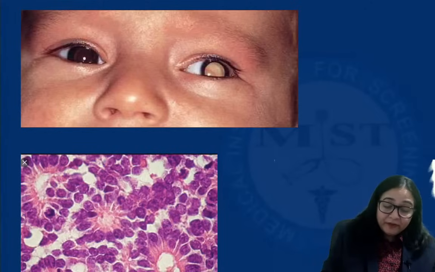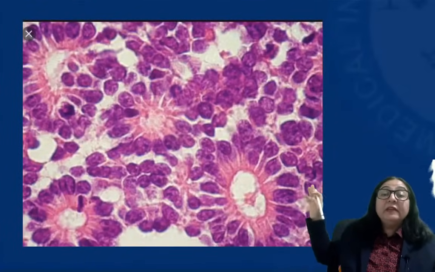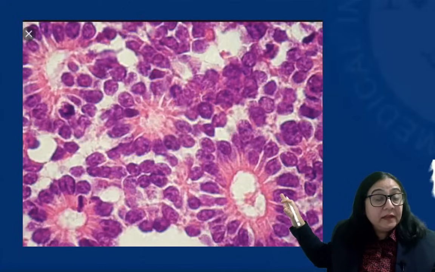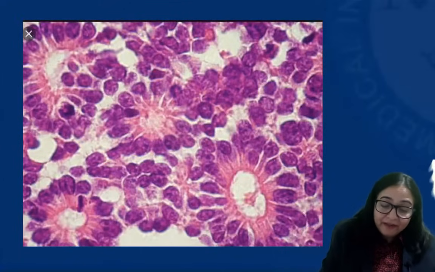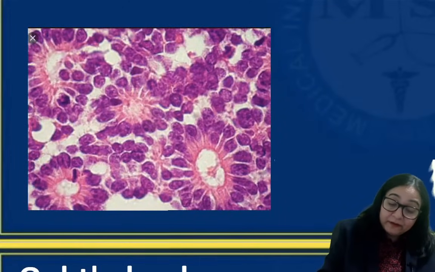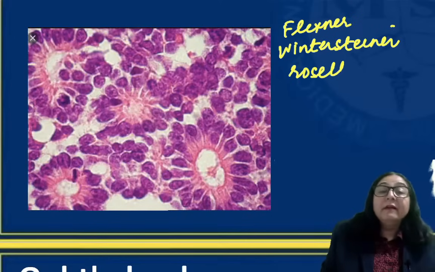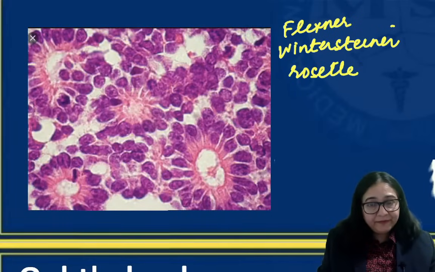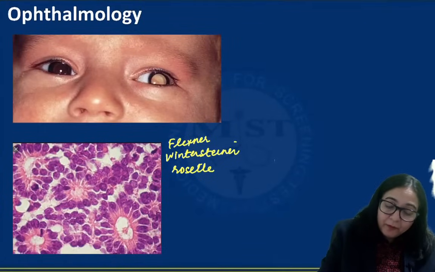On histopathology, if the child required enucleation and you did histopathology and you find this kind of histopathology pattern or differentiation, what you are seeing here is, beta, Flexner-Wintersteiner rosettes, which are highly specific of retinoblastoma. Flexner-Wintersteiner rosettes.